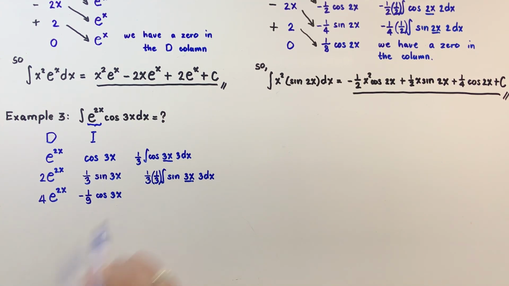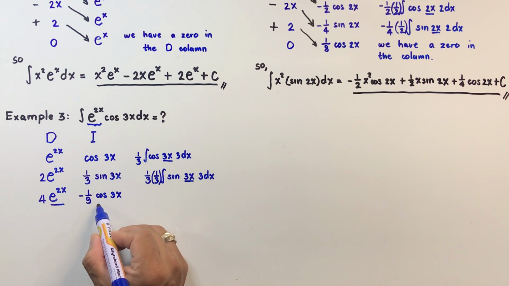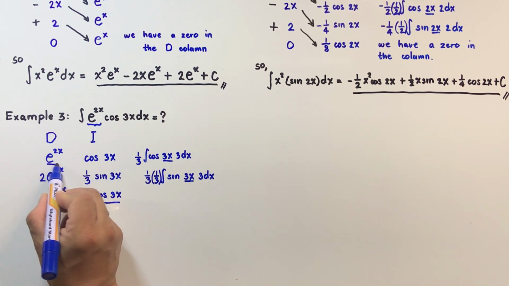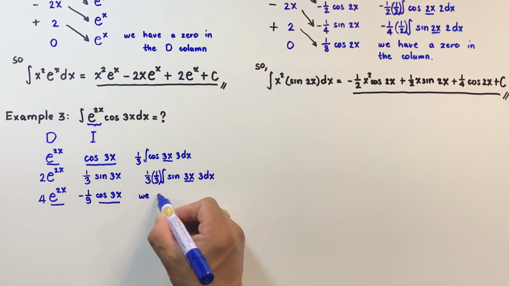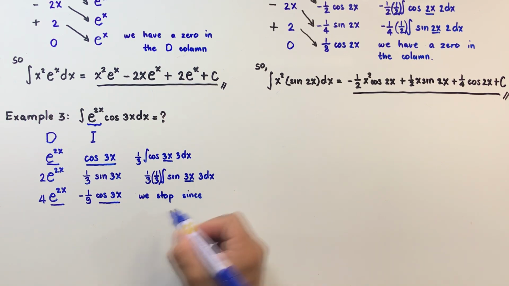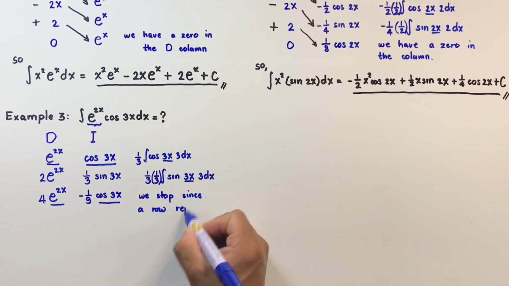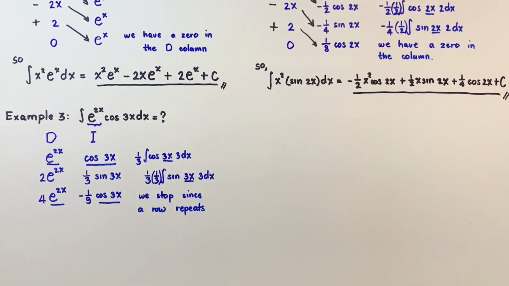And I stop here, although I have not seen a 0 in the D column. Why? Because I see e to the 2x and cosine 3x here, which is the same in the first row. So I stop. So we write here, we stop since a row repeats. In other words, we see a row that is the same as the first row, although we have different constants, but the same functions. E to the 2x, e to the 2x, cosine 3x, cosine 3x. So we stop there.